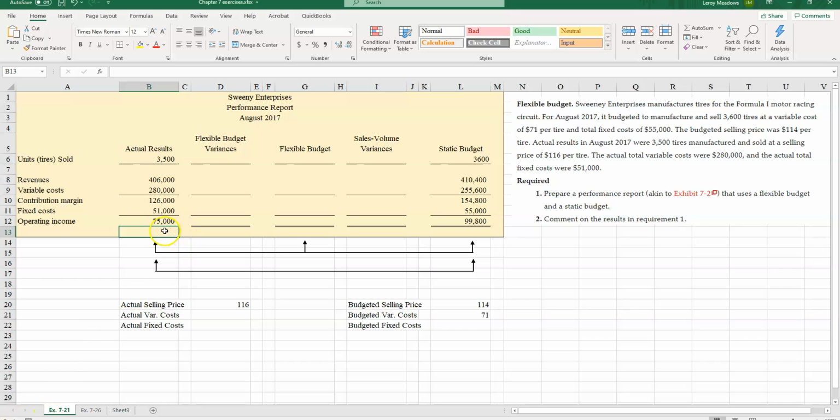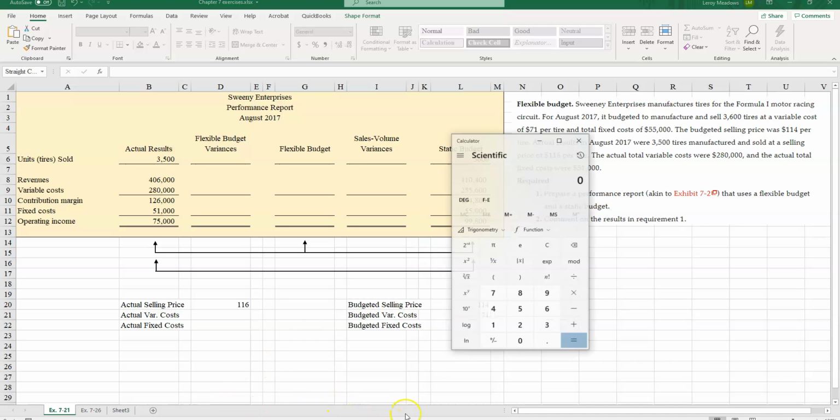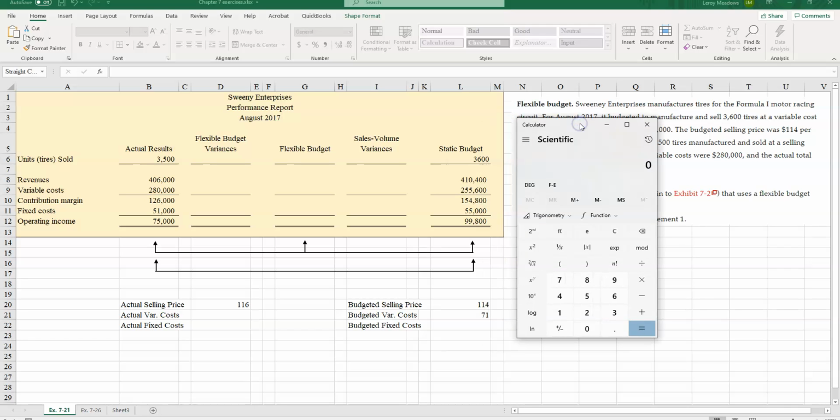Now, at this point, before we go any further, we can do the level 1 analysis and just take my actual results minus my static budget result to get my total static budget variance. And what is that? Well, my static budget variance is simply going to be $99,800 minus $75,000. So $99,800 minus $75,000 gives me $24,800.